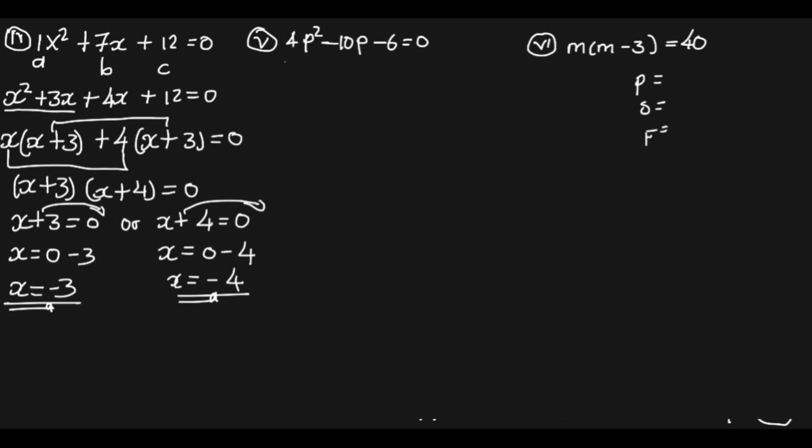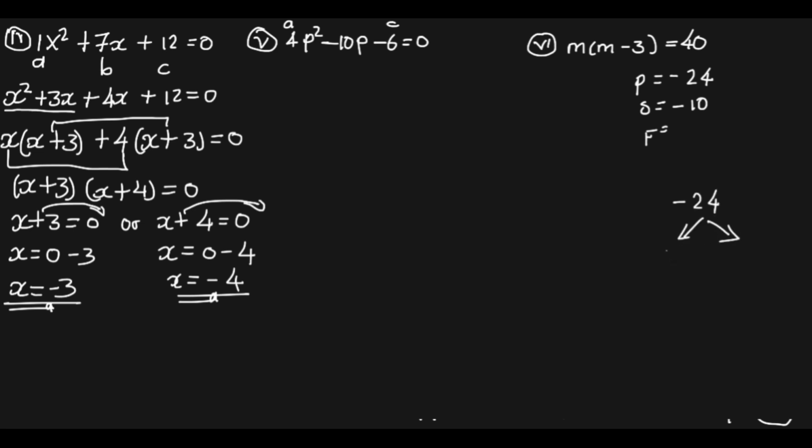So the value of a, we can see that we have our 4. The value of c is -6. So 4 times -6 is -24. Then the sum is -10. Now we can look at the factors. So we are going to use -24.